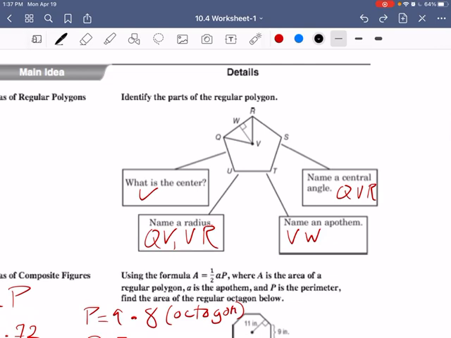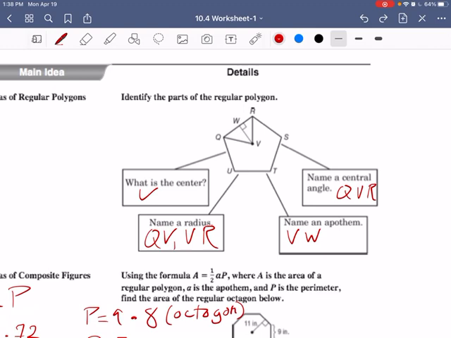If we're talking about a radius, we can say the radius QV or VQ and VR or RV are both radii. They go from one of the vertices all the way to the center, because again, if we had that circle going around this thing, it would be a radius from the edge to the center. So any vertex would give us the radii, from Q to V.